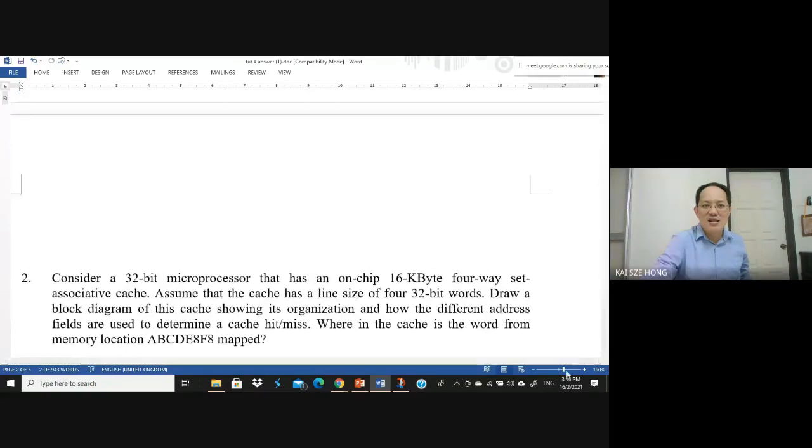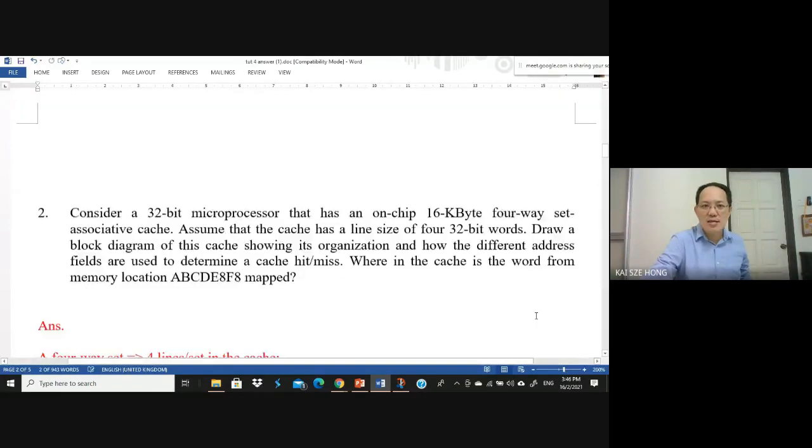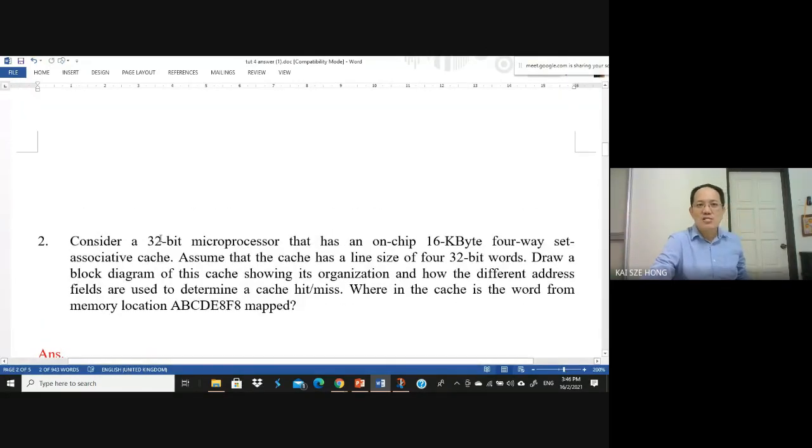Consider a 32-bit microprocessor that has an on-chip 16 kilobyte four-way set associative cache. Assume that the cache has a line size of four 32-bit words. Draw a block diagram of this cache showing its organization and how the different address fields are used to determine a cache hit and miss. Where in the cache are the words from the memory location ABCDE8FB mapped? Let's do this.